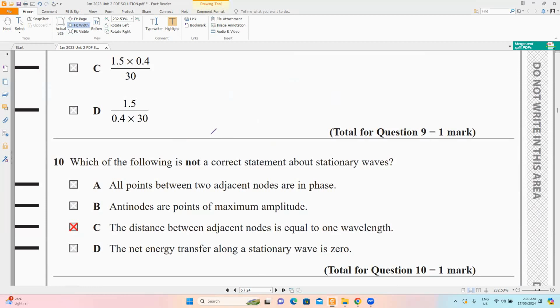Question 10 says, which of the following is not a correct statement about stationary waves? Answer is C. The distance between adjacent nodes is equal to one wavelength. The question says not. Be careful about this. So if I draw a standing wave or stationary wave, this is what a standing wave looks like. So here I have my nodes. So if you see, the distance between two adjacent nodes is not equal to the wavelength. It's actually wavelength by 2, lambda by 2. So this is a wrong statement. Distance between adjacent nodes is equal to one wavelength. No, it's half of a wavelength.